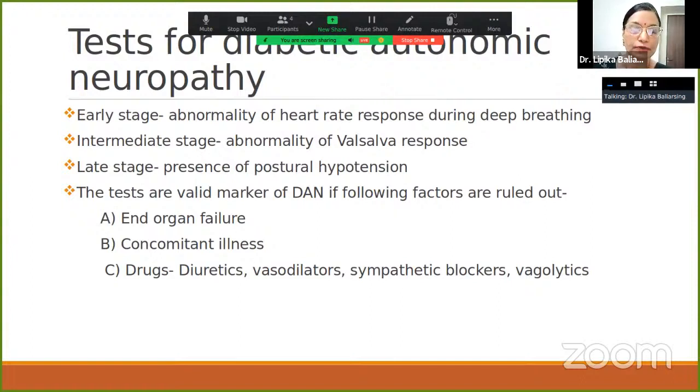The following factors must be ruled out. Before we brand the patient as having DAN, we must rule out end organ failure or any other concomitant illness, and drugs like diuretics, vasodilators, sympathetic blockers, or vagolytics, which can give rise to postural hypotension too. So there are various criteria to consider while diagnosing DAN in these patients.